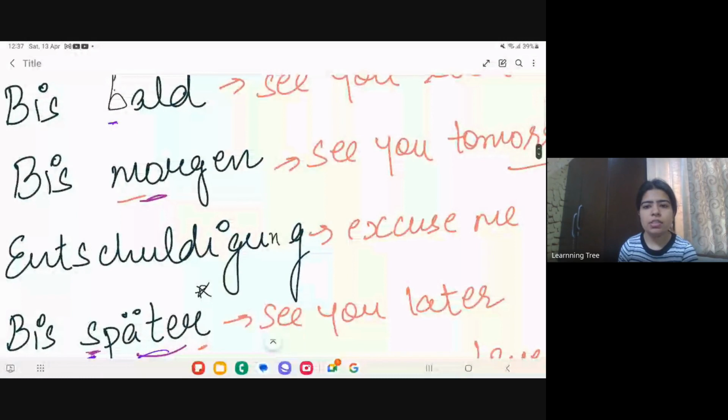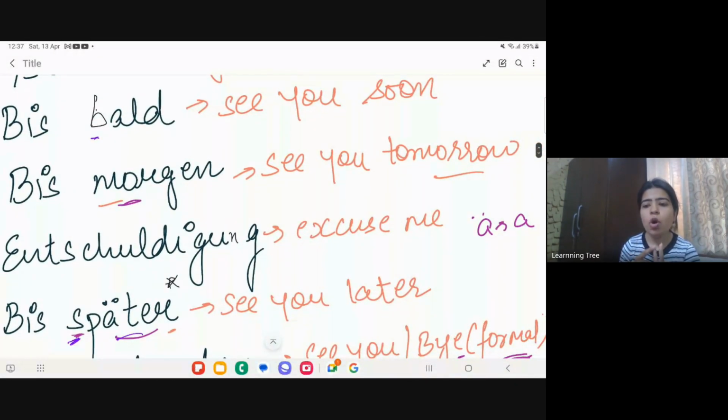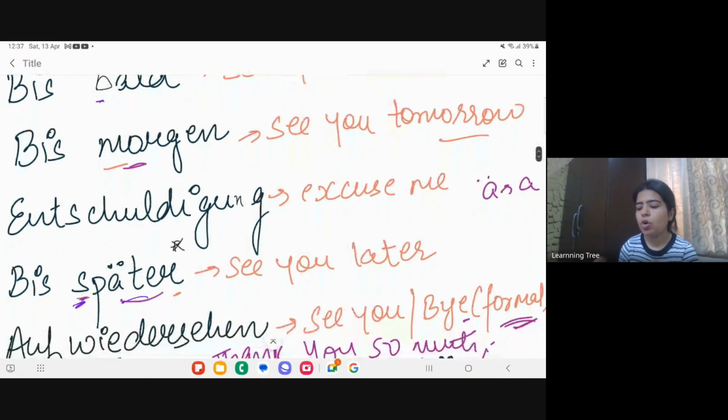Bis morgen is see you tomorrow. So now morgen has two meanings. One morgen we learned was morning. Guten Morgen. That was with capital M. And one morgen here is tomorrow. That is a time adverb. So that is why we have written it with small m. So this is the only difference: if you are writing capital M, that means morning. If it is small m, then it means tomorrow. So see you tomorrow is bis morgen.